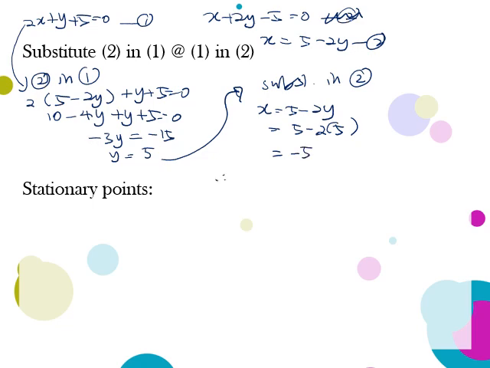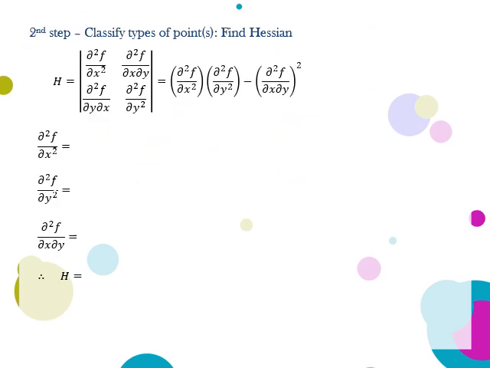Okay, so the stationary points occur at (x, y), so we just rearrange into negative 5 and 5. Okay, so next we have already got the stationary points. In the second step we want to classify the type of function. In order to classify the type of the point itself, we need to find the Hessian. Okay, so I just copy back.